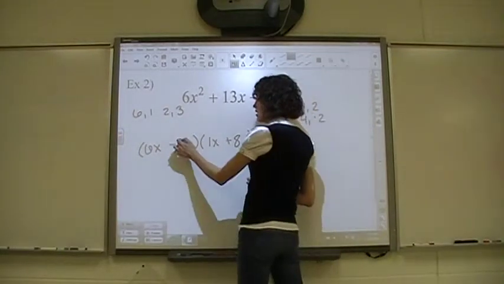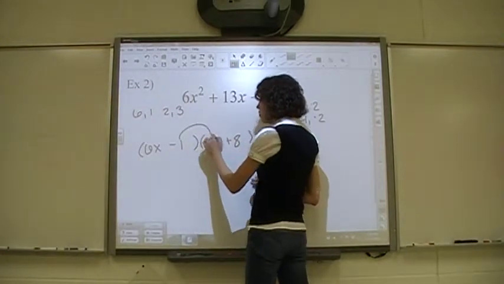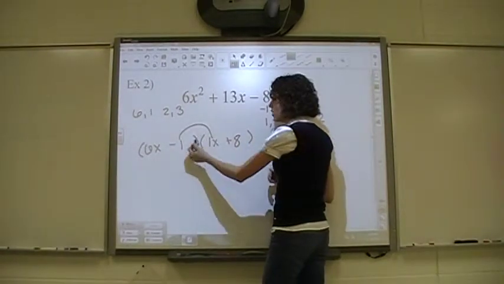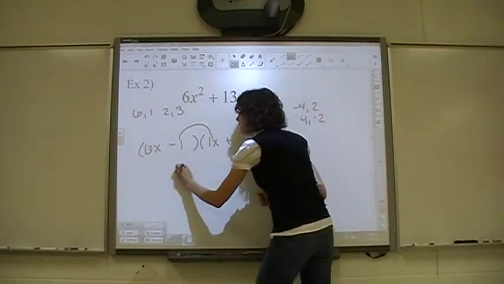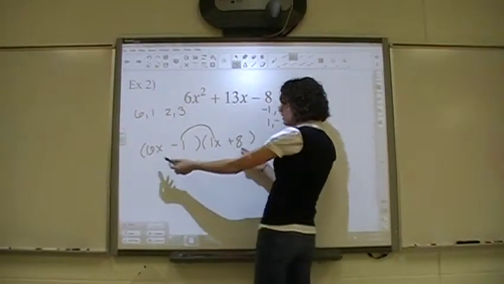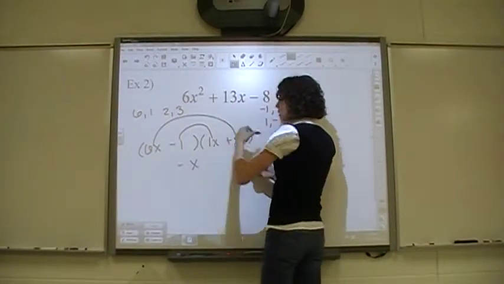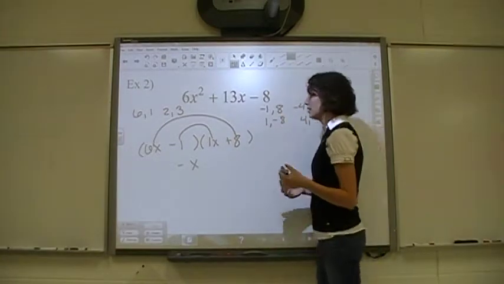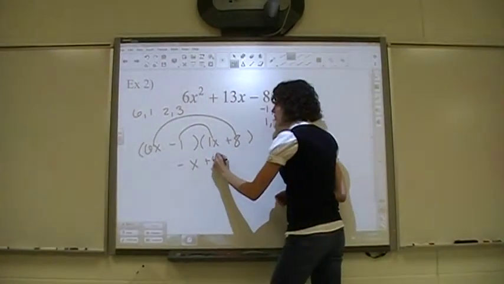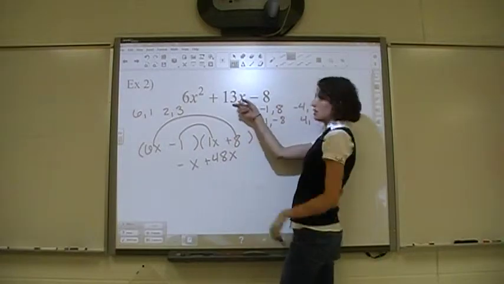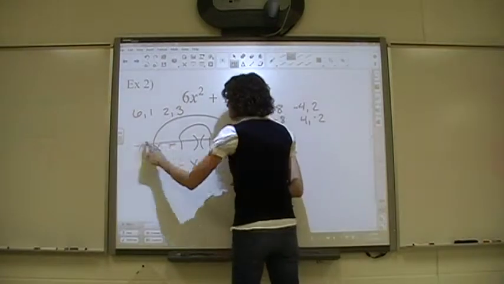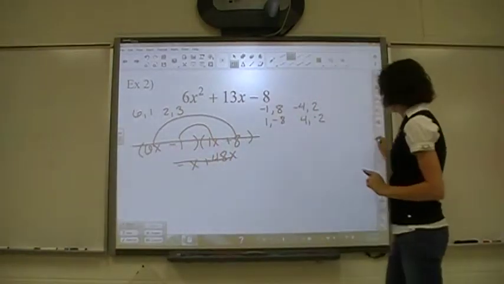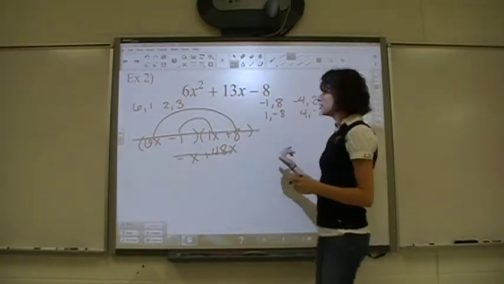So let's try this. -1 times 1x is going to give me -x. And the other place where you're going to get the x is the outside. So you really just need to check the outside and the inside. And that's going to give me plus 48x, which is not going to work because we want 13x. So that one doesn't work.